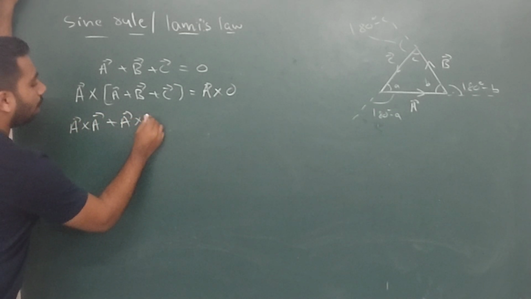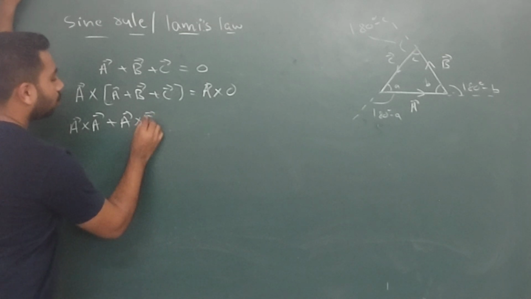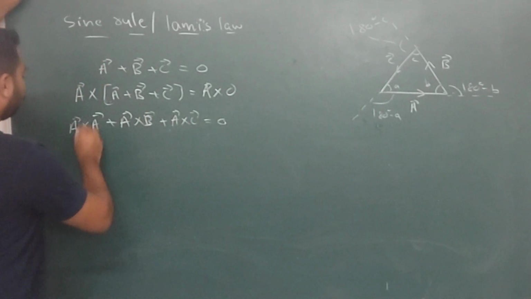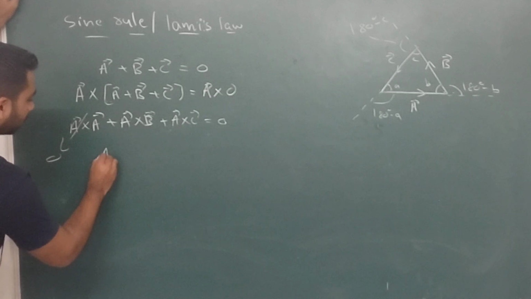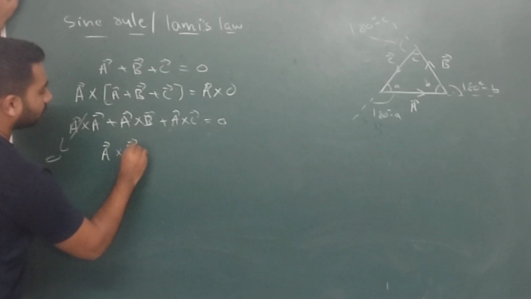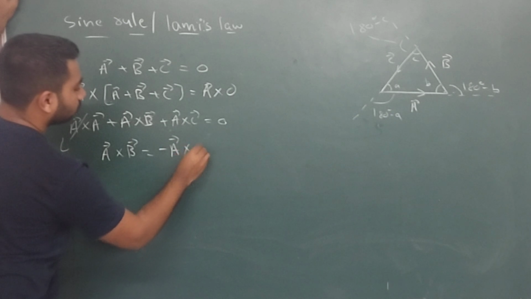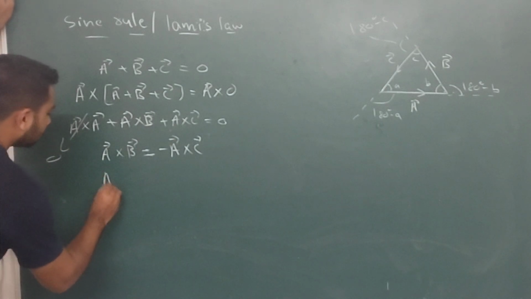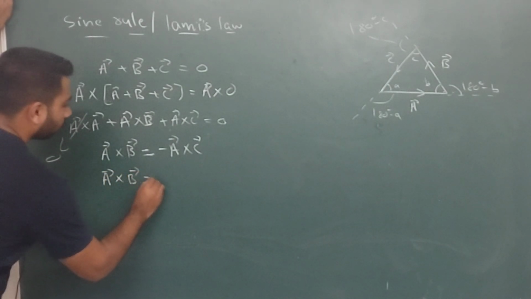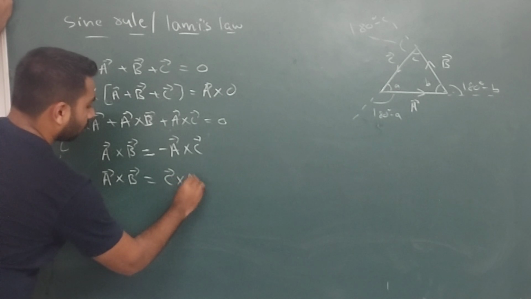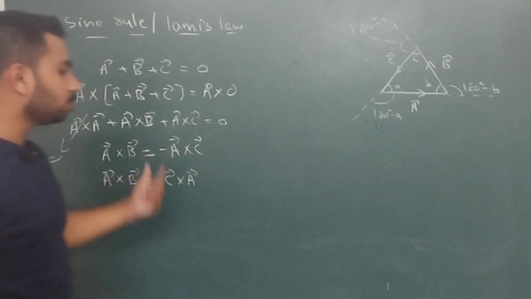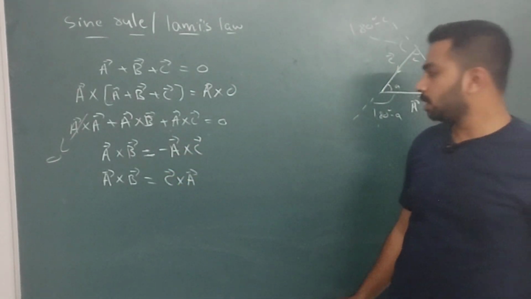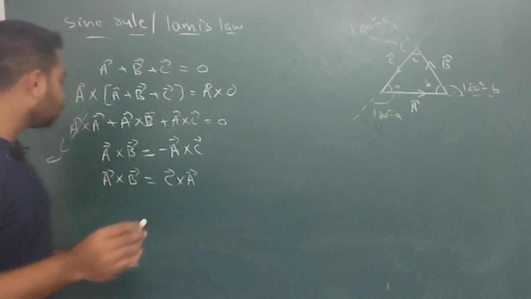See kiddos, I know you are feeling bored. This becomes 0. This becomes like this. Now can I write this as this? Yes sir, you can write using the commutator rule: if you reverse the direction, the sign reverses. You can use whatever you want.